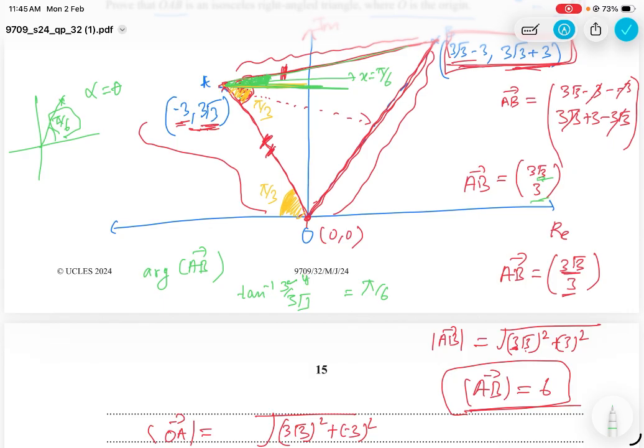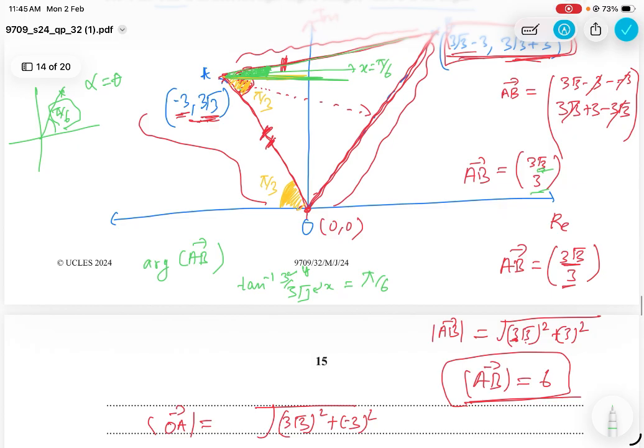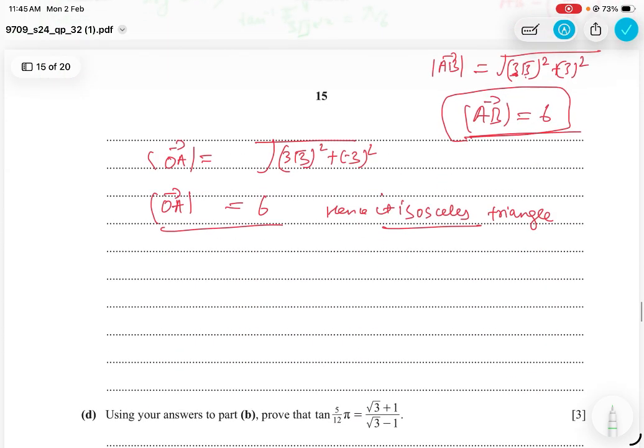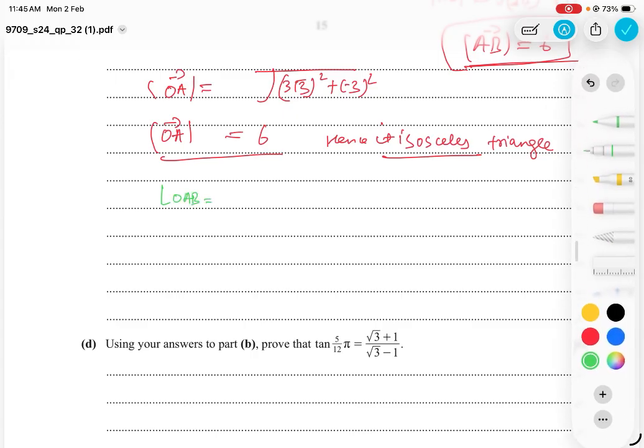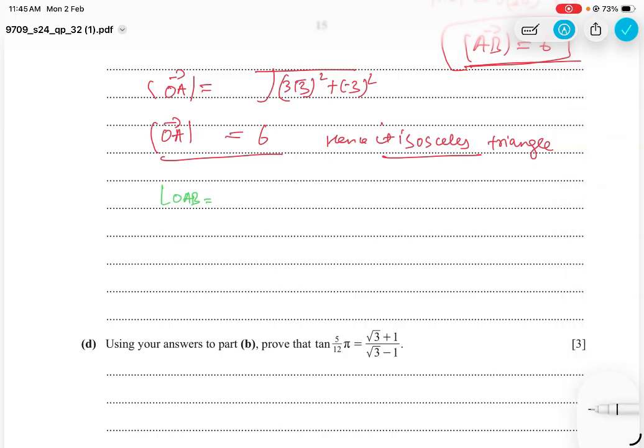Numerator is always y, and denominator is always x. Now, we want to add these two. So angle OAB equals pi by 3 plus pi by 6. Agreed? Pi by 3 plus pi by 6, that is pi by 2. Yes or no? This is pi by 2, that is 90 degrees. Hence proved, QED. Hence it is a right angle triangle.